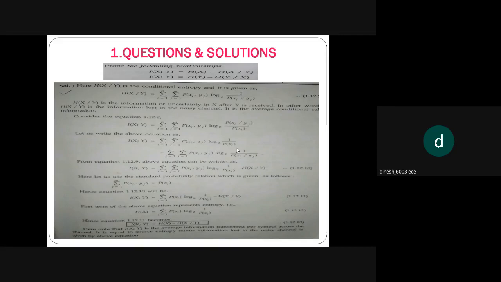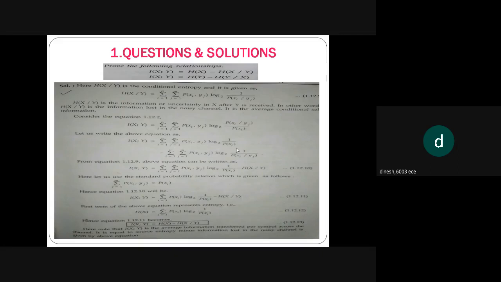So if I have two variables x and y which are randomly being generated, the mutual information between x and y can be given in terms of H of x and H of y. Now we are going to prove this. The first relationship to prove is that I of x;y is equal to H of x minus H of x by y, or H of y minus H of y by x. This we are going to prove as your first solution.